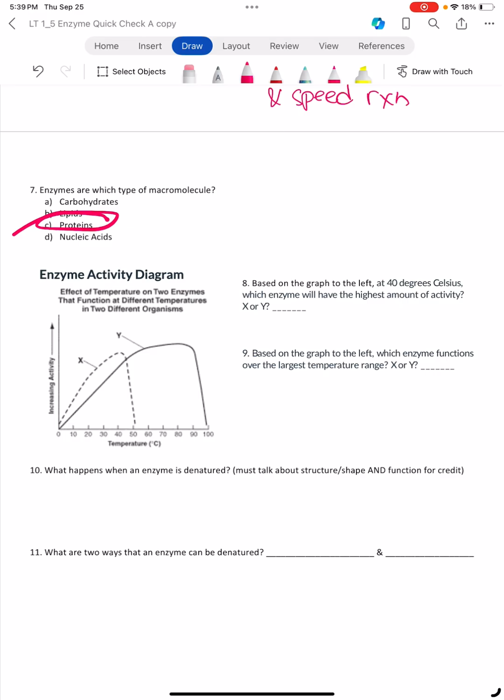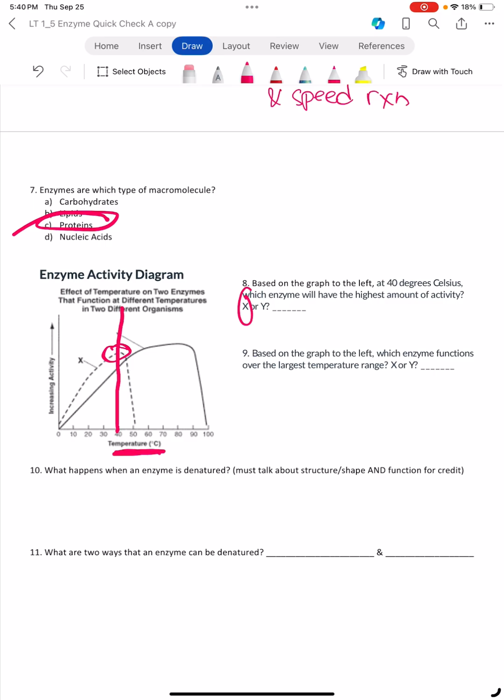All right, number 8 and number 9, you're looking at this graph right here. It is in Celsius, okay? So enzyme activity going up. Number 8 says which enzyme has the highest amount of activity at 40. So here I'm just going to go up at 40. X is higher. So X has a higher activity at 40. It does, it's above Y. So that would be X here.